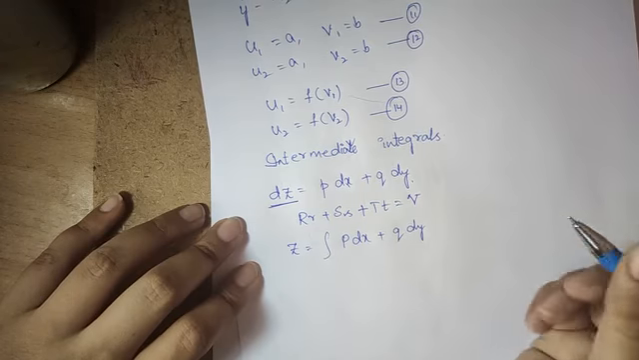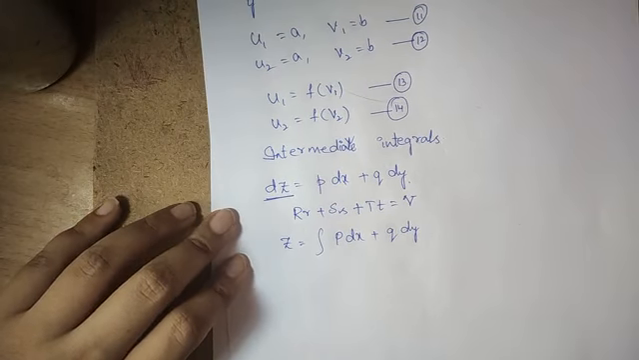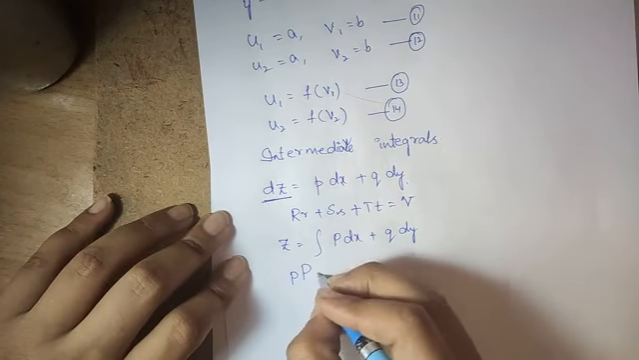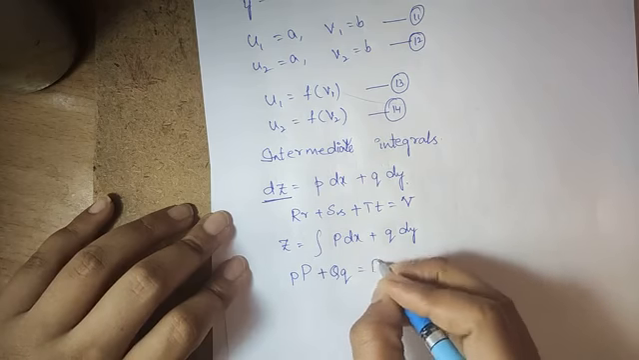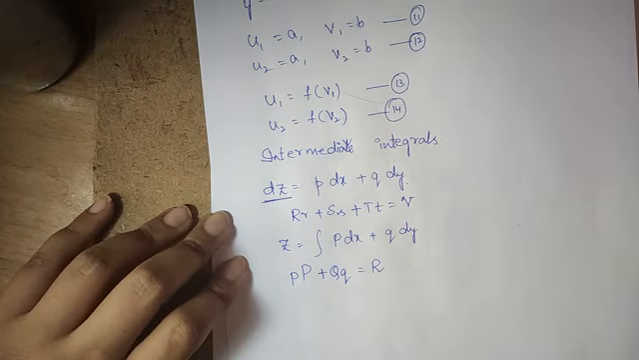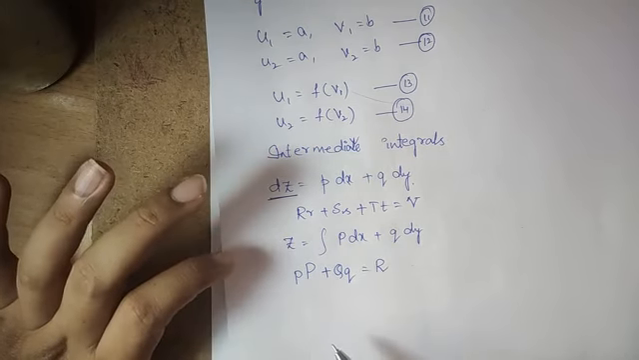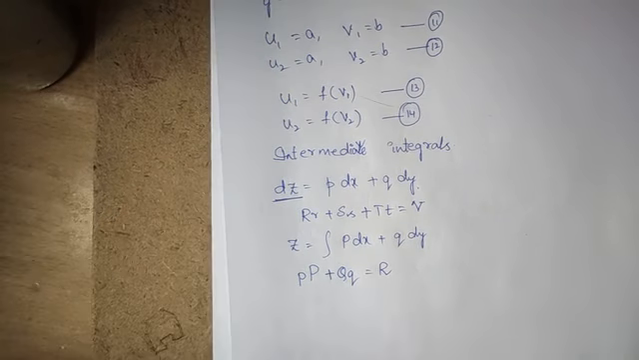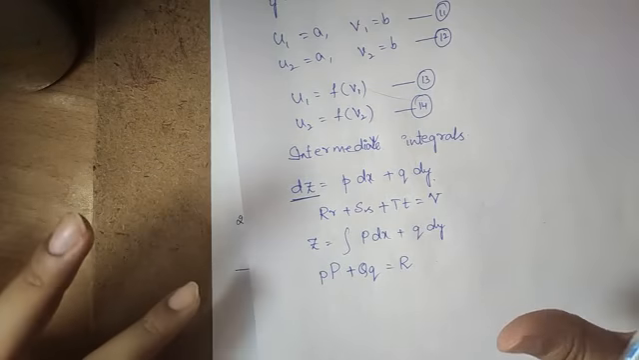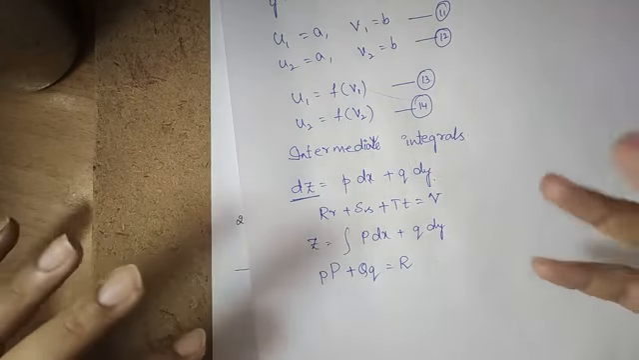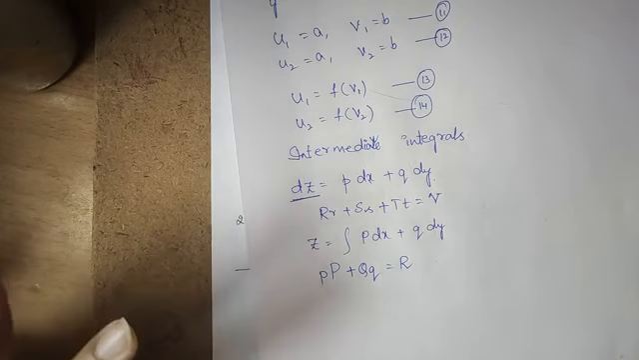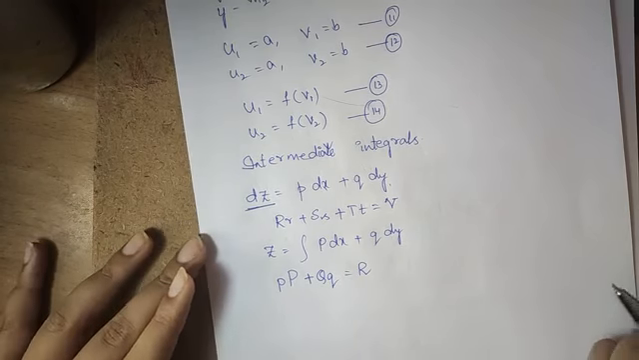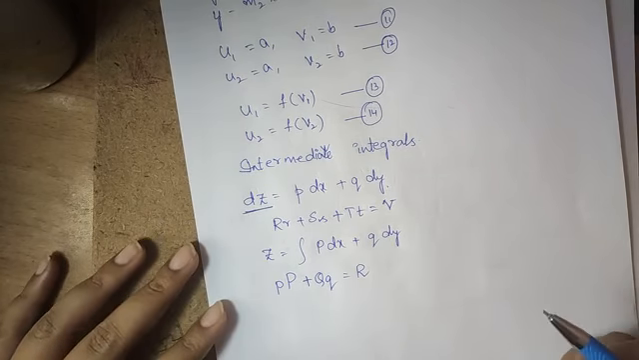Since the intermediate integrals are in Lagrange's form, that is Pp plus Qq is equal to R form, this can be solved using Lagrange's subsidiary equations. You will learn that while solving the problems. This is nothing but Monge's method. You will find the solution by integrating the equation. That's all the aim of the method. Let's solve some problems using Monge's method in the next coming session.